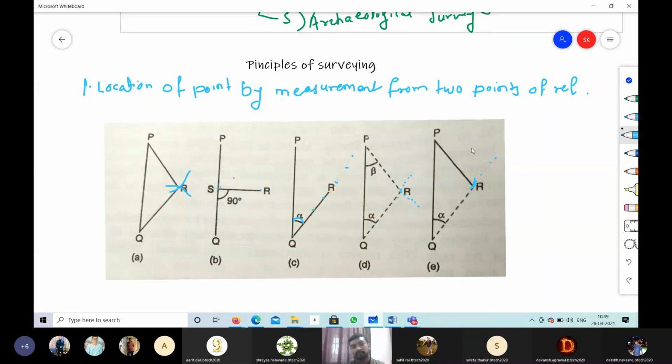So this is the first principle. Very simple. Actually, we are going very slowly because if you understand the small concepts, it's very easy to understand the survey. Then we will shift to the next principle.